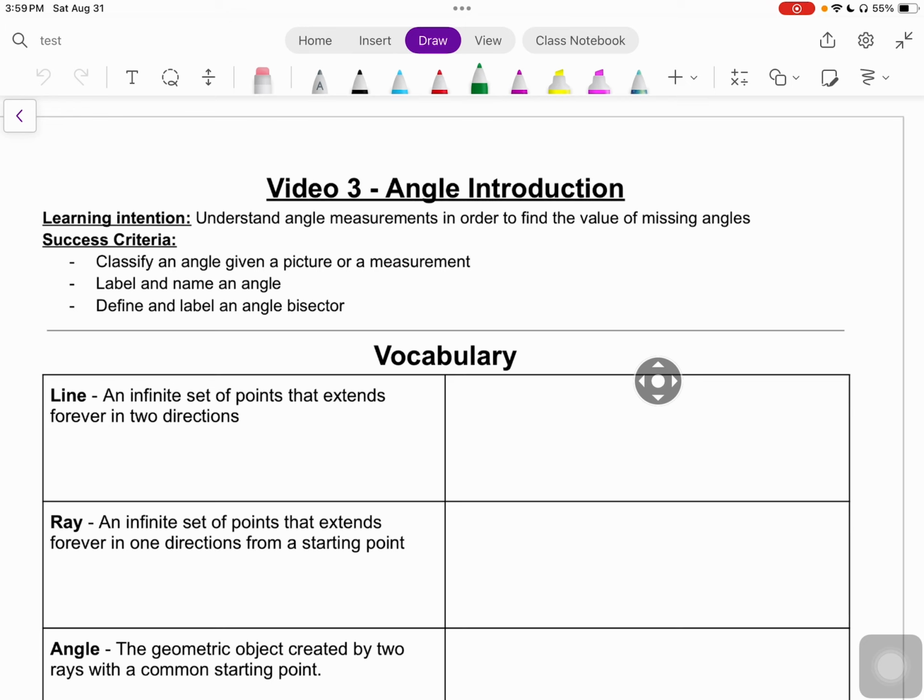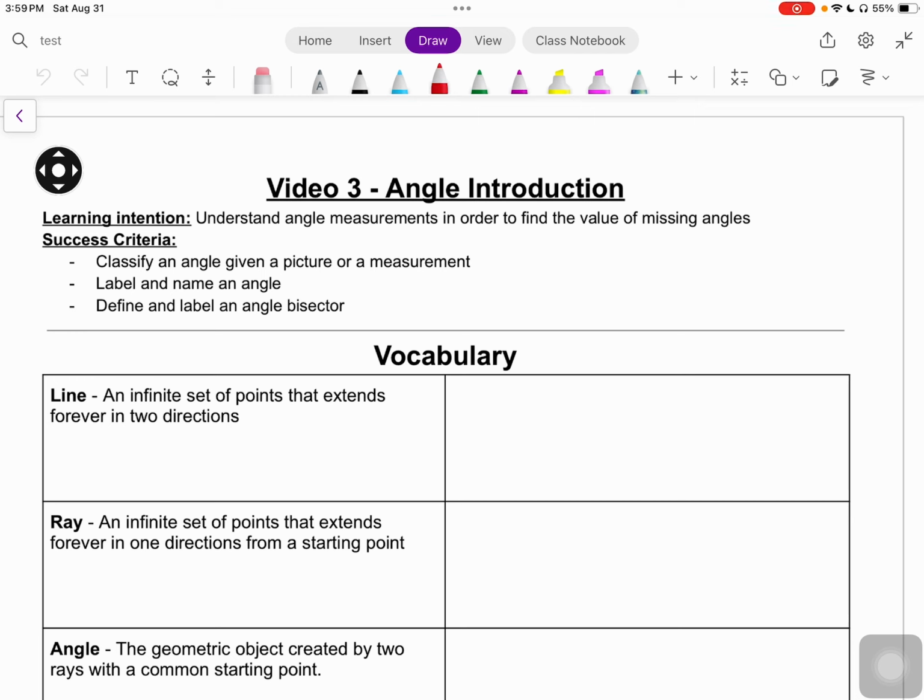We're going to be dealing a lot with segments and angles. That's why we spend so much time, and why we have these videos set up for you guys. You can always go back and look at them for when things get a little bit more confusing in the future. So three things we need to know by the end of this video: we need to be able to classify an angle given a picture or measurement, label and name an angle, and define and label an angle bisector. Angle bisector is going to be covered a little bit more in the next one.